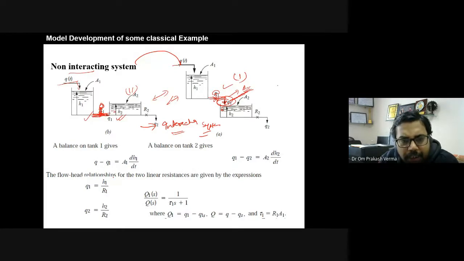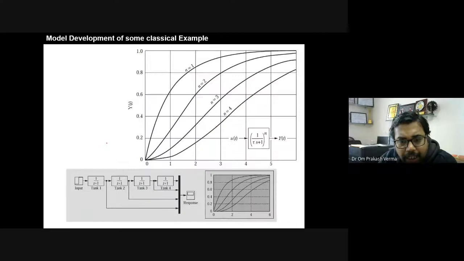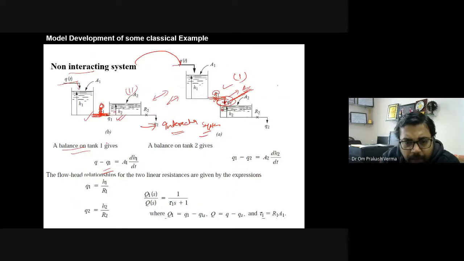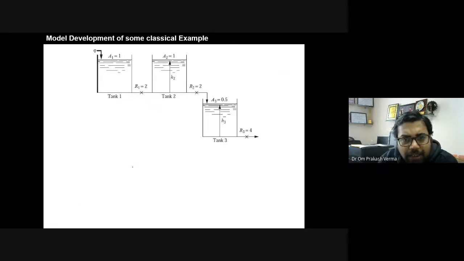Now the question is to find out the transfer function of the non-interacting system. Tomorrow we will discuss these things in detail: how to find the transfer function of the non-interacting system and of the interacting system. This is one example that may be asked in an examination or quiz. You have to find the transfer function from here to here. This kind of problem can be asked.